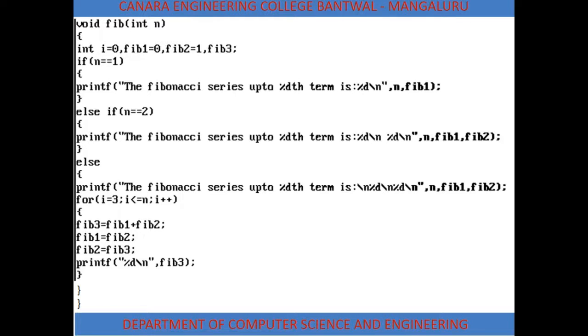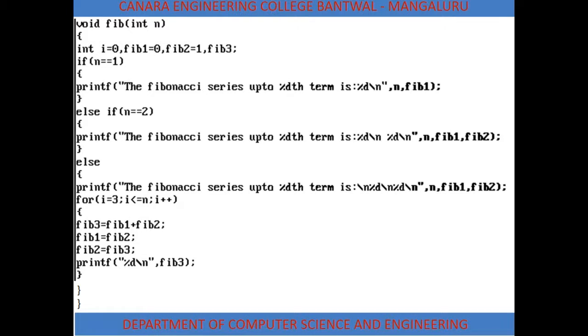So control will come inside the for loop. Now fib 3 equal to fib 1 plus fib 2. So now the fib 1 value is the previous value, that is fib 1 will be 2 plus fib 2 will be 1. So now 2 plus 1, that is 3. So next fib 1 equal to fib 2, fib 2 equal to fib 3. So the next Fibonacci number 3 is printed.